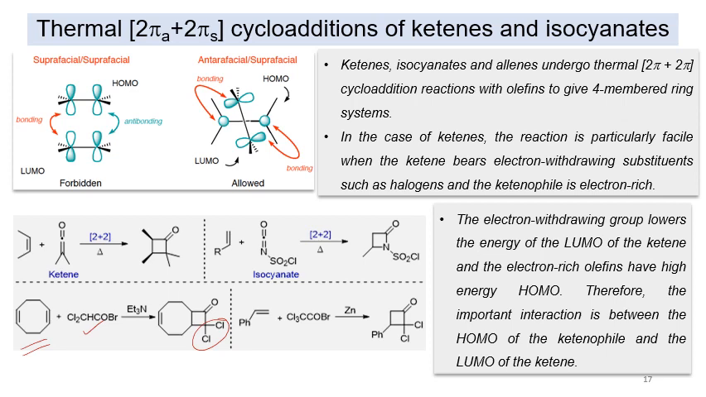Why is this so facile? The electron withdrawing group lowers the energy of the LUMO of the ketene, and the electron rich olefins obviously have a higher energy HOMO. So higher HOMO, lower LUMO, a better overlap, a better interaction between them, and therefore the reaction is more facile.